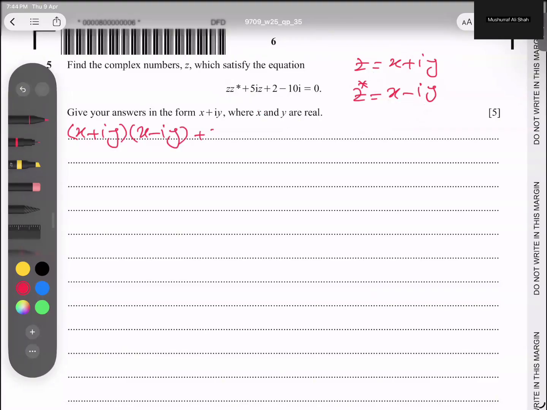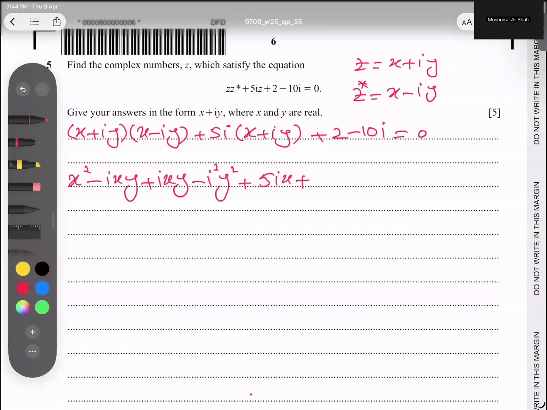And then I'm going to do 5 iota into z, and that is x plus iota y, plus 2 minus 10 iota is equal to 0. Okay, students, what to do onwards? So multiplying x times x, multiply all. I can say x squared, negative iota xy plus iota xy, and minus iota square into y square. And what about this 5 iota x? And what about this 5y iota square, plus 2 minus 10 iota is equal to 0.